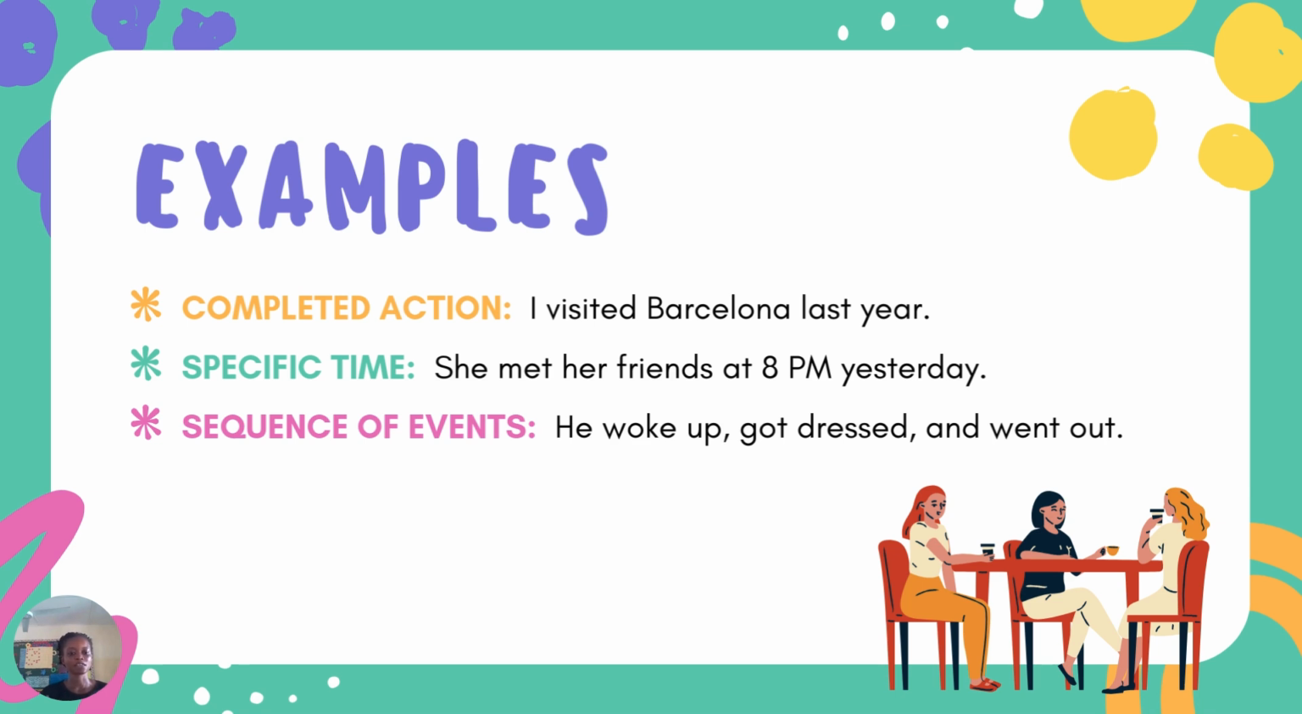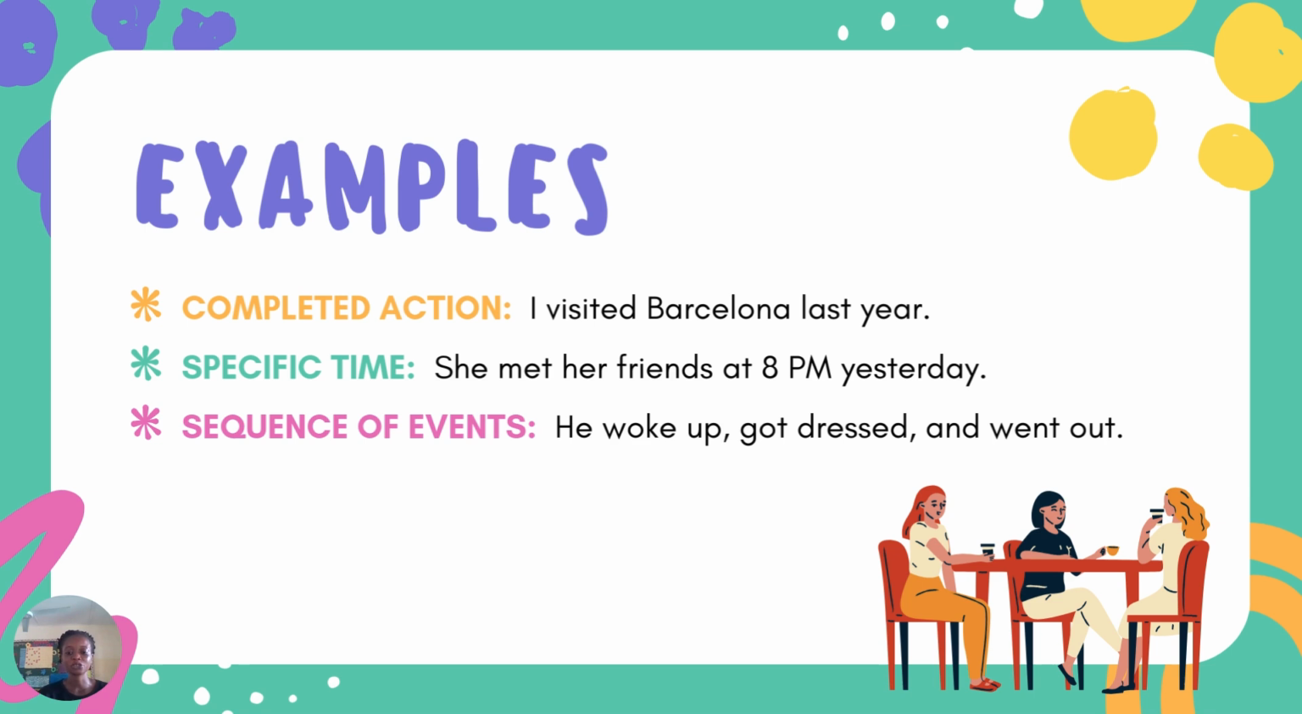Then we have a sequence of events: he woke up, got dressed, and went out. Now, there's a sequence of events there, being him waking up, getting dressed, and then going out. So the past simple tense forms woke, dressed, and went are used to tell us about a sequence of events that occurred in the past.